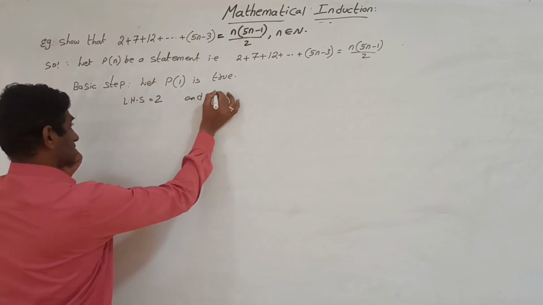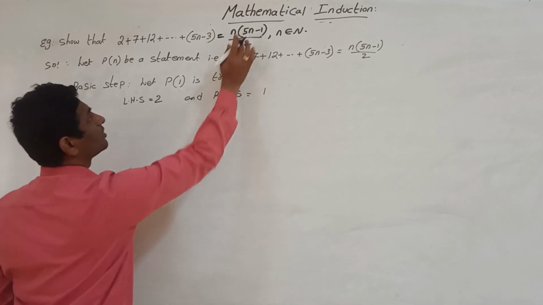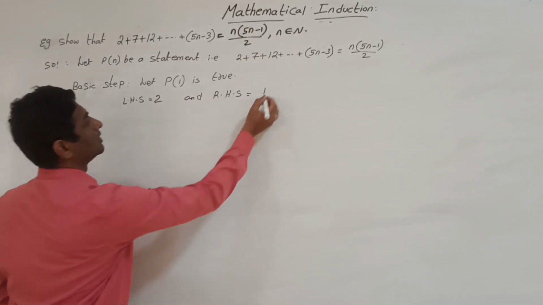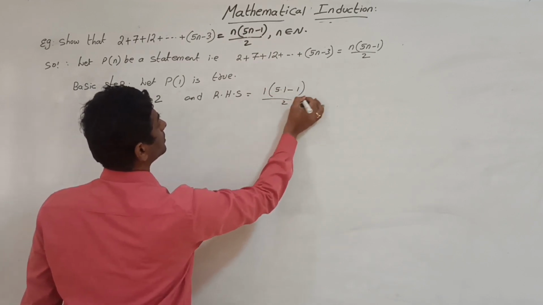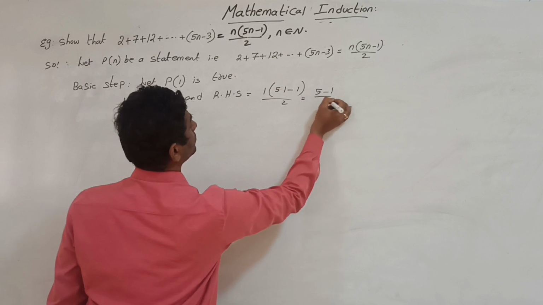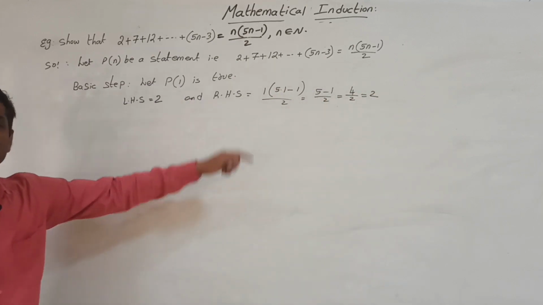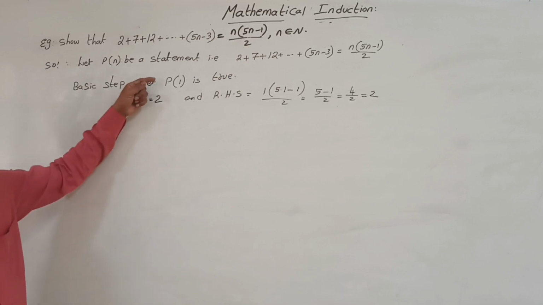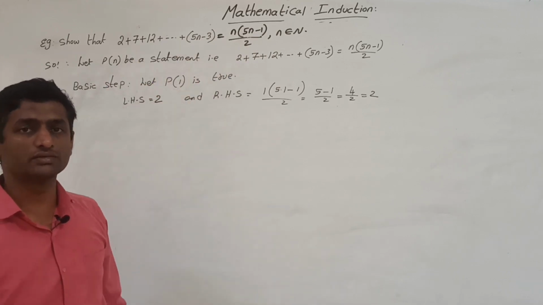And RHS, what is RHS? If you substitute n equal to 1 in the formula, that is 1 into 5 into 1 minus 1 by 2. That is 5 minus 1 by 2, that is 4 by 2, which gives 2. So LHS is equal to RHS. So the given statement is true for n equal to 1.